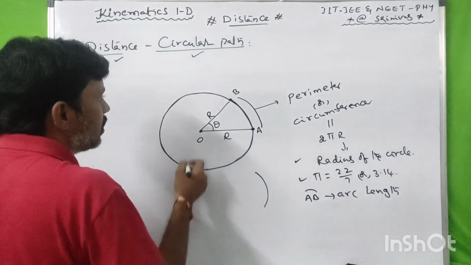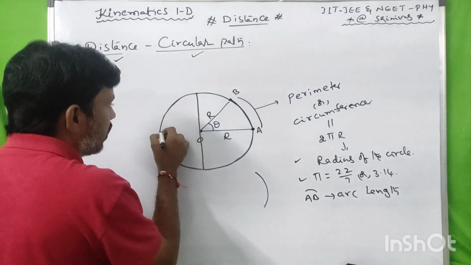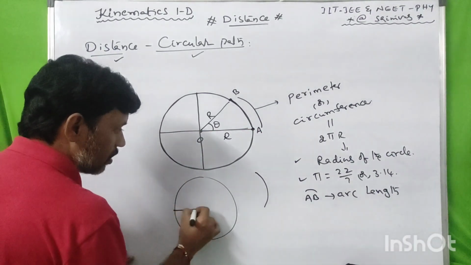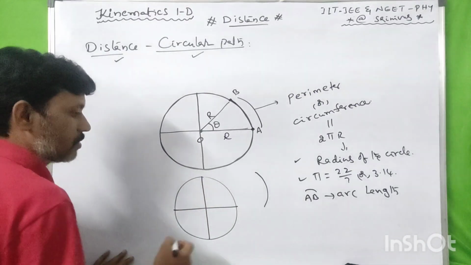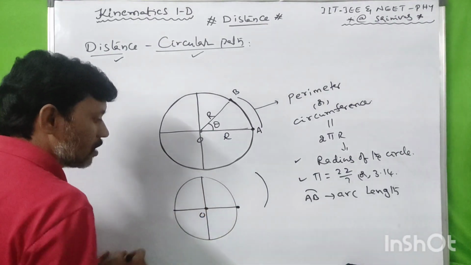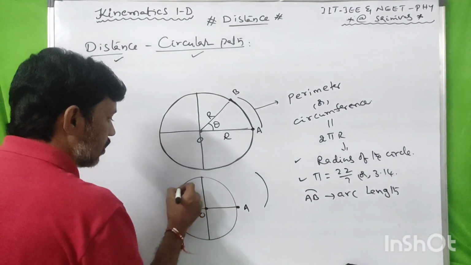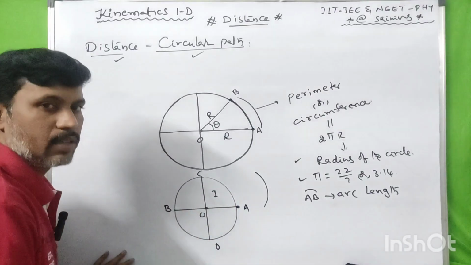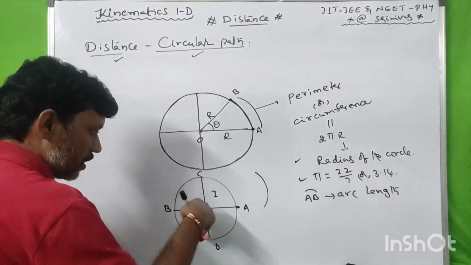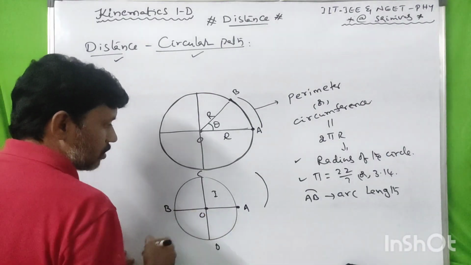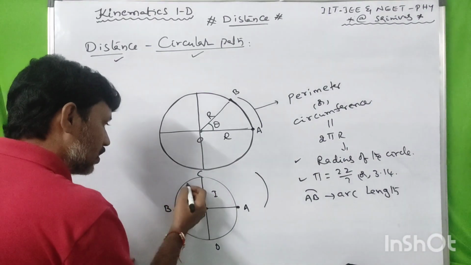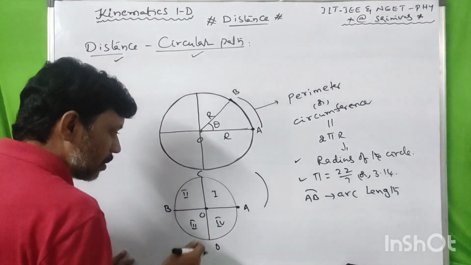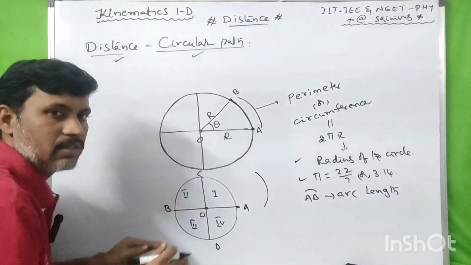One more concept you should learn: the circle can be divided into 4 equal parts. Let us take the center of the circle, and let us take A, B, C and D. Now this is the first quadrant, 1/4 of the circle. These are the 4 equal quadrants. We can divide it.